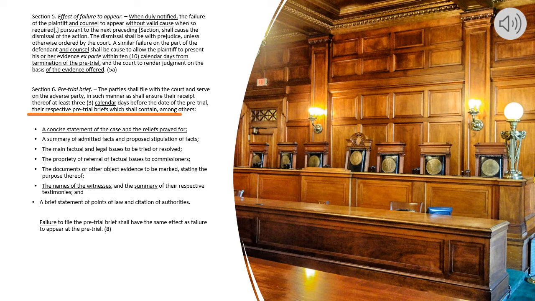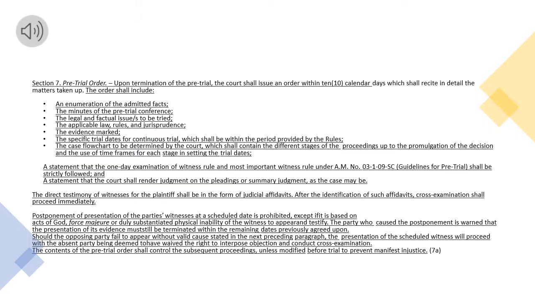the propriety of referral of factual issues to commissioners, the documents or other object evidence to be marked, stating the purpose thereof, the names of the witnesses, and the summary of their respective testimonies, and a brief statement of points of law and citation of authorities. Failure to file the pre-trial brief shall have the same effect as failure to appear at the pre-trial. Section 7. Pre-trial order.